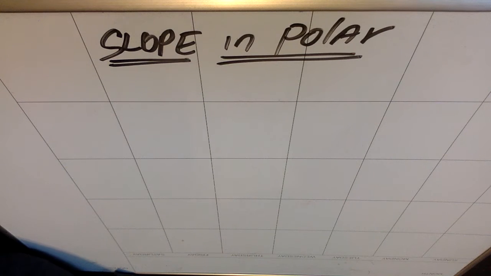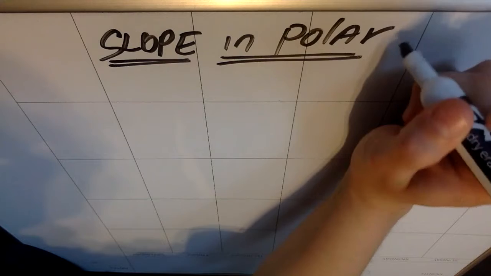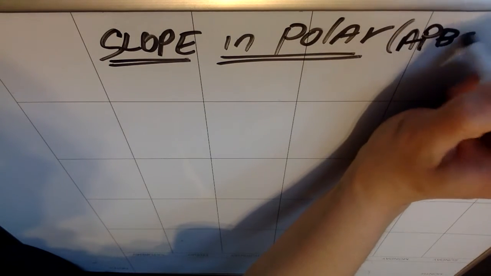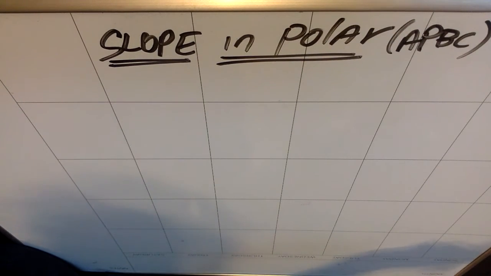To talk about slope in polar. So this is an AP BC topic, right? This is AP BC because you don't see polar in calculus until you get to AP BC Calc. So let's talk about slope first.